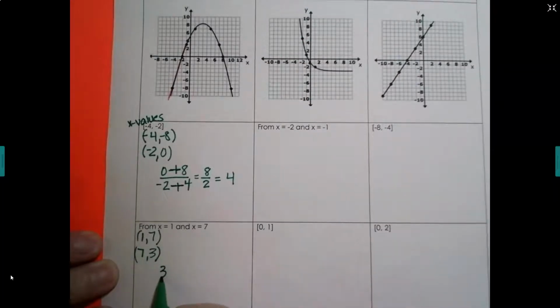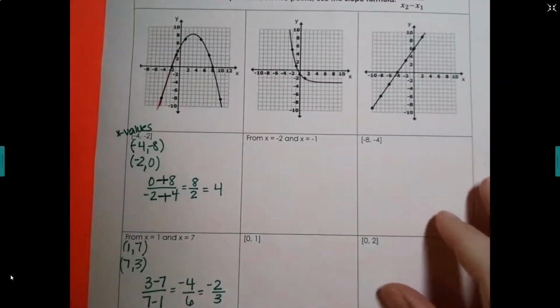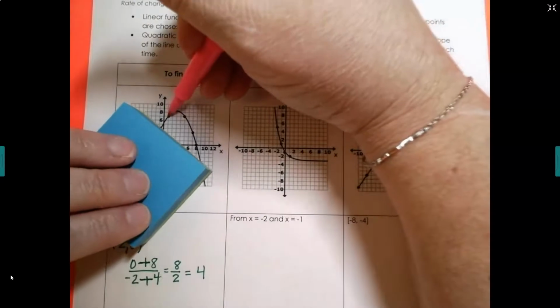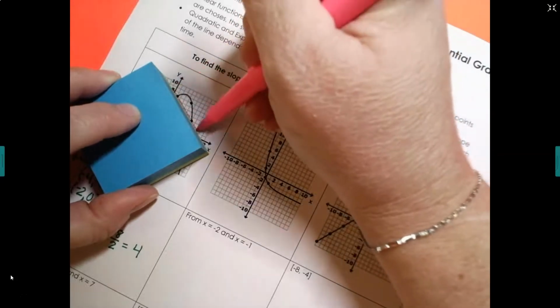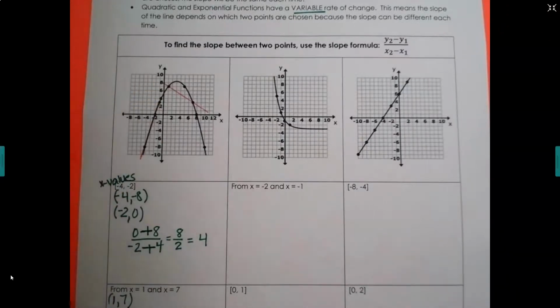And now we're going to calculate 3 minus 7 divided by 7 minus 1. 3 minus 7 is -4. 7 minus 1 is 6. And that's going to reduce to -2/3. So this line should have a negative slope. So let's take a look at it. If I connect these 2 points with a line, it's a little hard to see, so I'm going to turn it so I can see it a little bit easier. You can see the slope of that line is negative. So it just depends on what 2 points you're asking what the slope of the line will be. It's going to change along the curve.